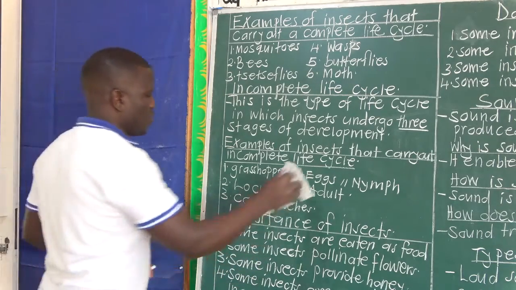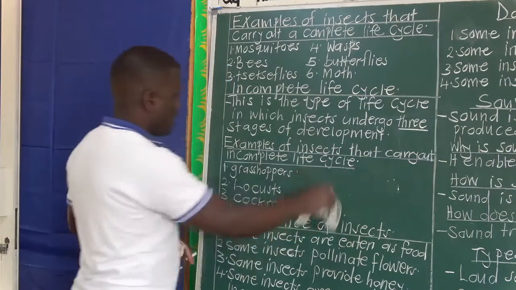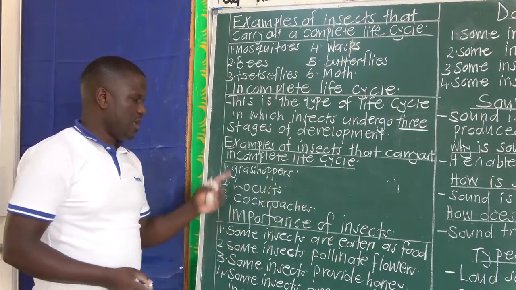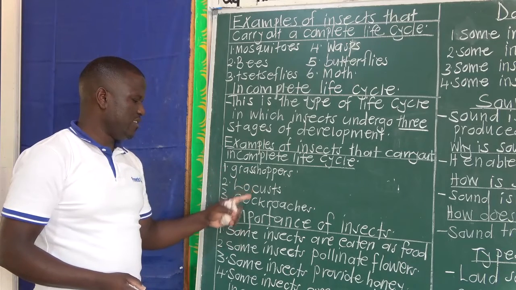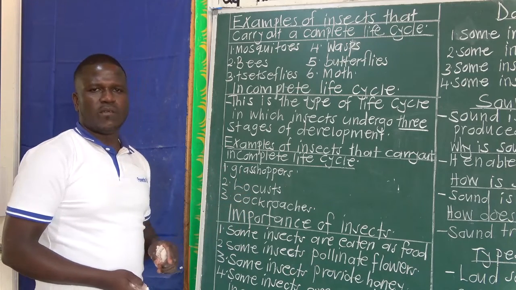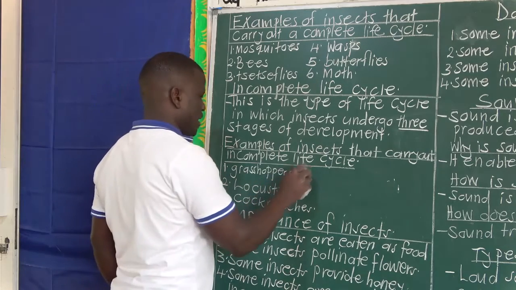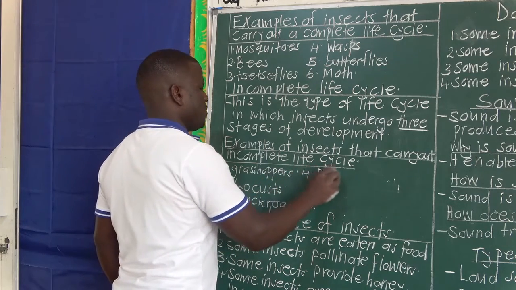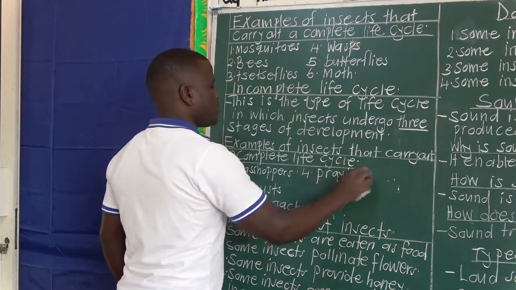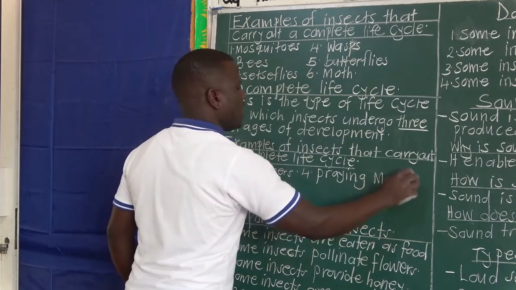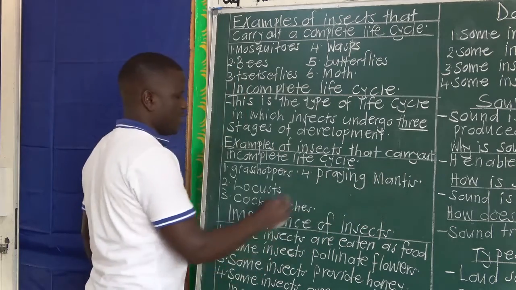One, we have grasshoppers, locusts, then we have cockroaches. Grasshoppers, locusts, cockroaches, then we have what we call praying mantis. Praying mantis, you can add that one. Praying mantis also carry out incomplete life cycle.